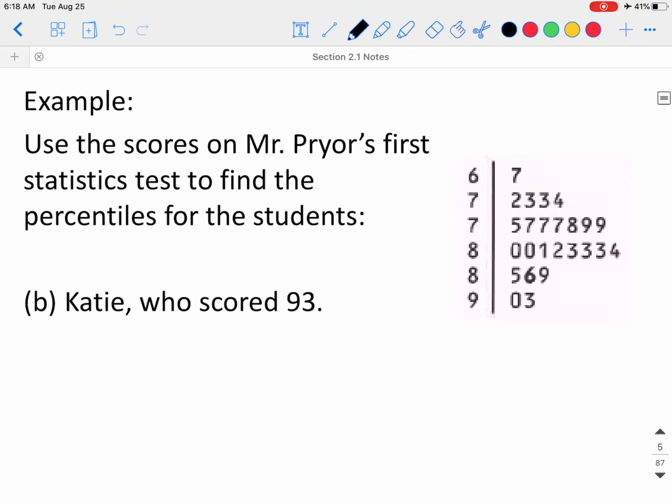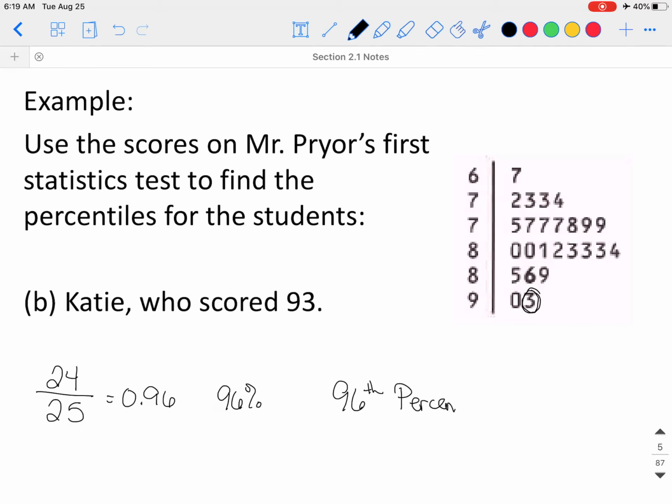Katie scored a 93. Again, we know there are 25 students. We want to see how many of those students scored below Katie's score. So the 93 is right here, which is the very last score, which means all 24 of the other students scored below her. So even though Katie got the highest grade in the class, she is only in the 96th percentile because 96% of the class scored below her. She cannot score above her own score, so she cannot get in the 100th percentile.